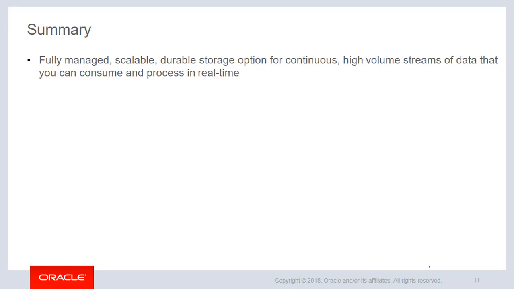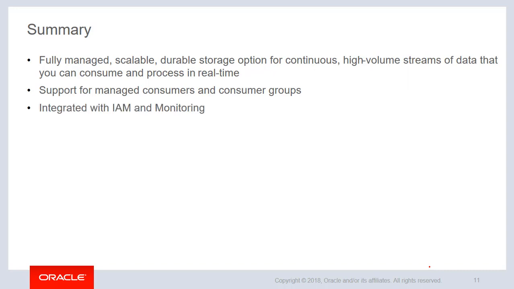So in summary, the OCI Streaming Service is a fully managed, scalable, durable storage option for continuous high volume streams of data that you can consume and process in real time. It has support for managed consumers and consumer groups, which is a really nice feature. It's integrated with identity and access management, where you can control authentication and authorization, and it also has integration with monitoring for getting a lot of telemetry information.